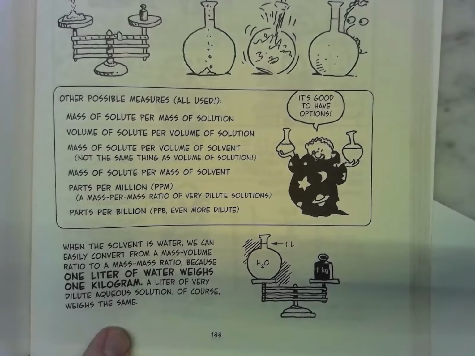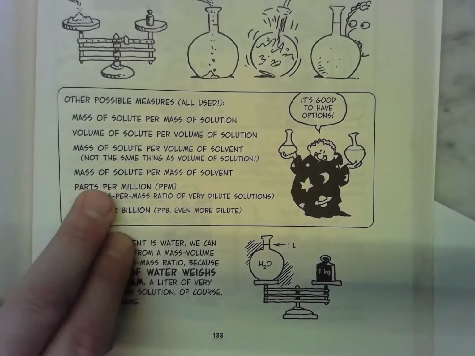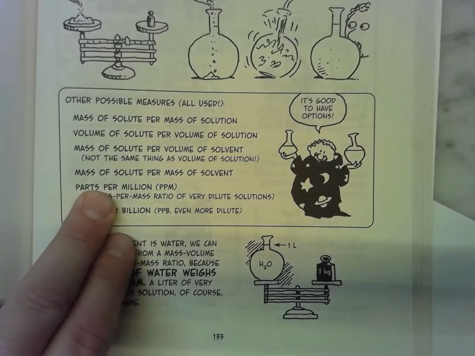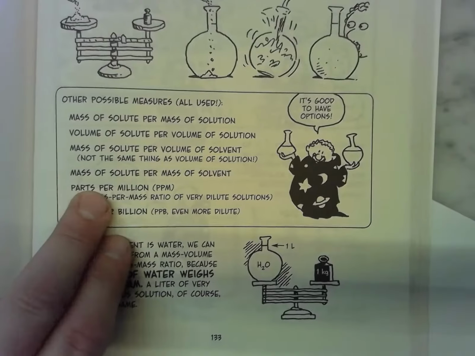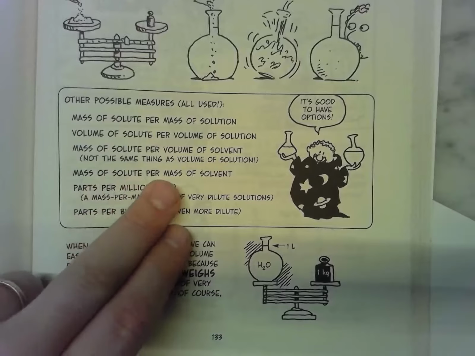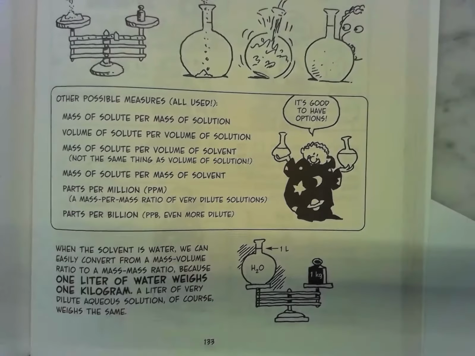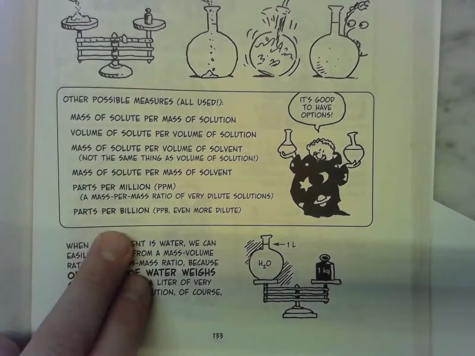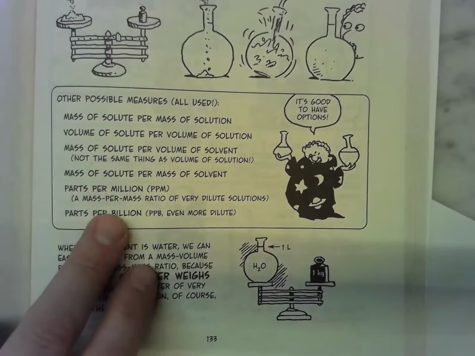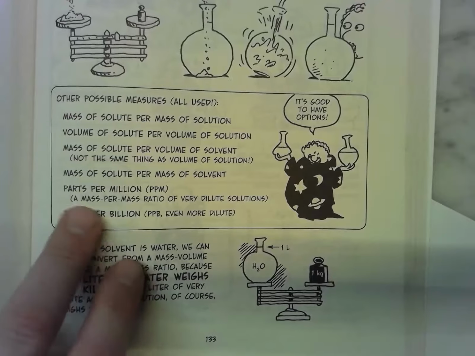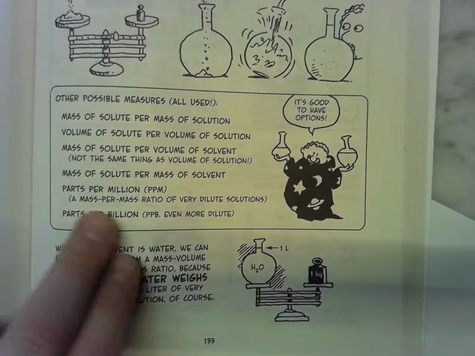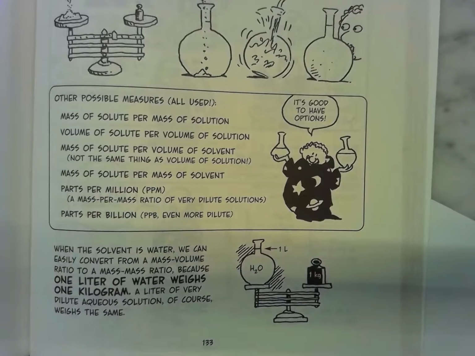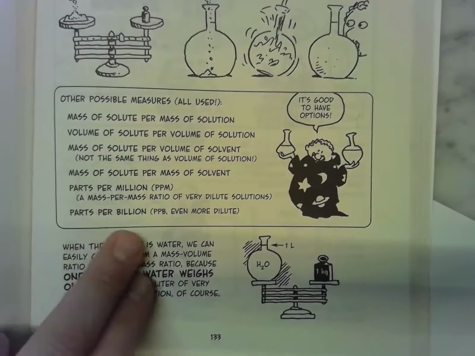Okay, and that's what we were doing. We had grams of solute per 100 grams of H2O, which is the solvent. So that's what you did your homework in. All right. Then we have these 2 ones right here. He calls them very dilute solutions. Now it is mass per mass, so it's parts per million parts. Okay. And parts per billion parts.